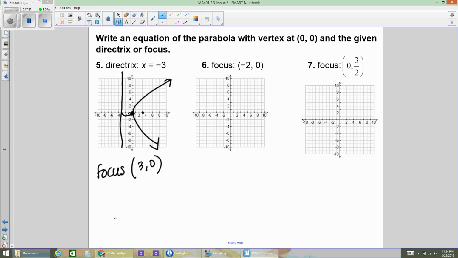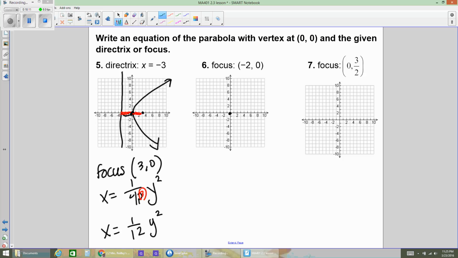Okay, so now they want us to write an equation here. Well, clearly, this is opening right or left. So it's 1 over 4p y squared. And what is the p value? We already found it, even though we didn't really find it. You should know what it is, because it's the distance here, or the distance here. And what is that? It's a 3. So you're going to substitute a 3 in for the p. So you get x equals 1 over 12 y squared. All right, let's do some more.